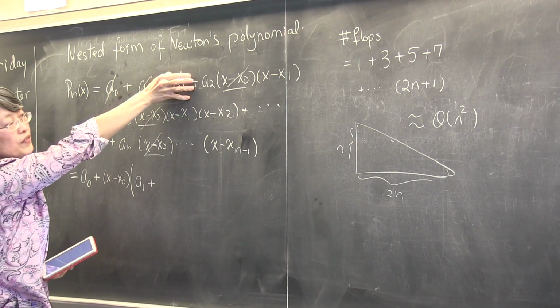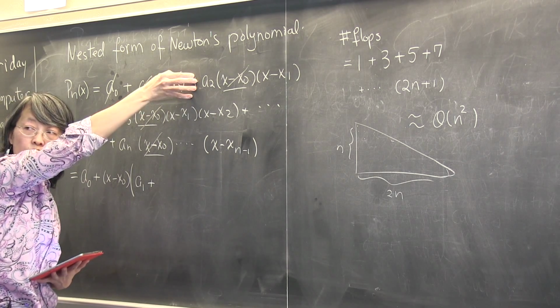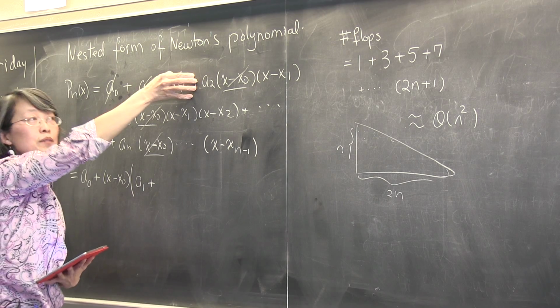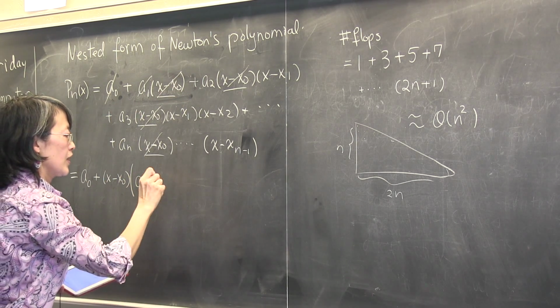So what do I have now from the remaining, from the third term and so on? Does it have a common factor, all of them? What would that be? x minus x1.